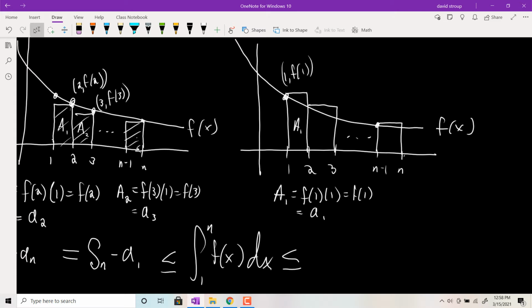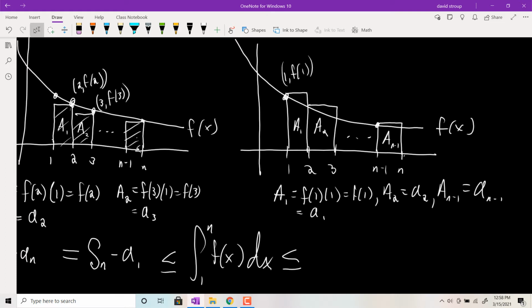And then, so on and so forth. A sub 2, the area of the second rectangle, will equal little a sub 2. And then let's call this one a sub n minus 1. A sub n minus 1 will equal little a sub n minus 1. Okay?